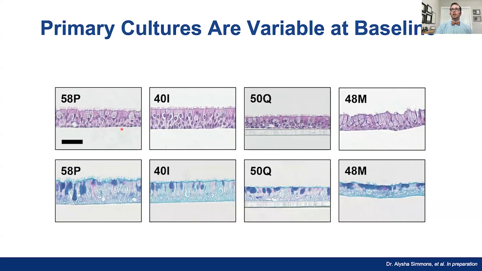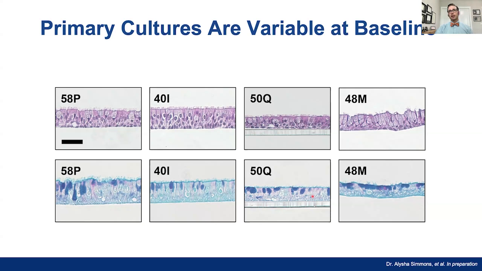And so even before we get a toxicant involved, you can look at the architecture of the epithelial layer, and we've got differences in organization between 58P and 40I. Then we've got clear differences in thickness of the epithelial layer in 50Q, and then differences in the distribution of different cell types that make up this layer. In 48M, what this is showing is that we've got a bunch of goblet cells compared to other cells that we see in these other sections here.